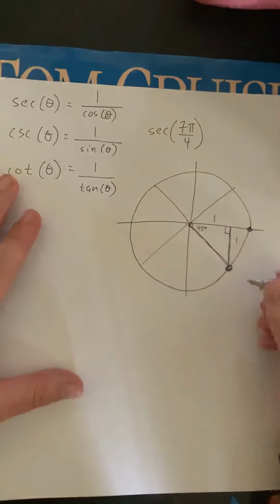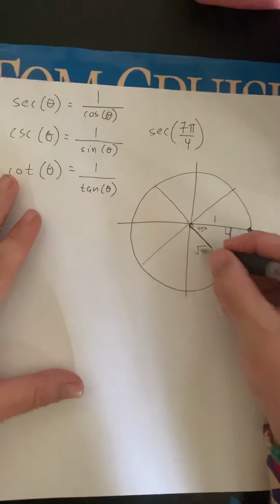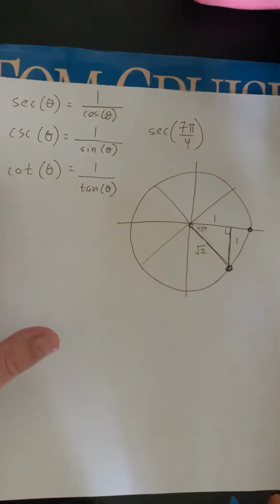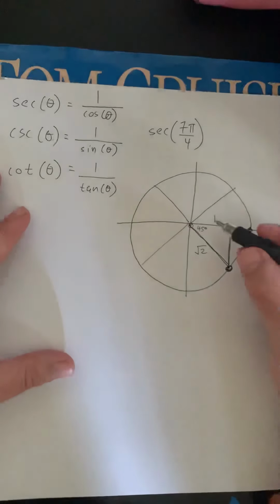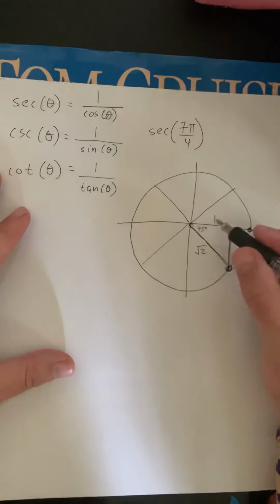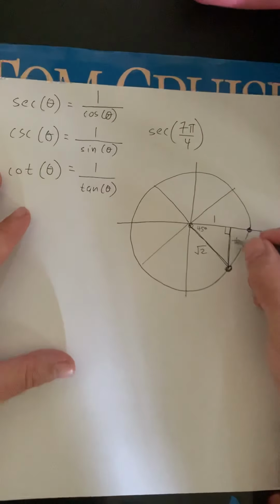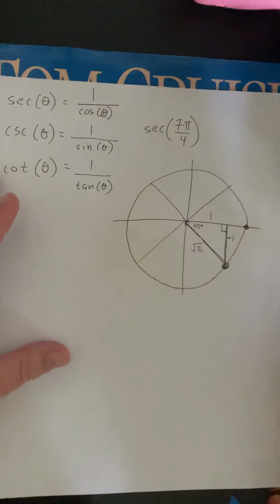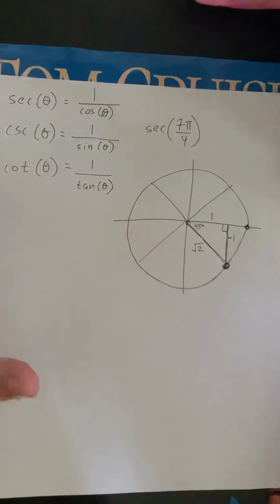The legs are 1, and the hypotenuse is root 2. Will either of these be negative? Well, for the horizontal leg, we went to the right from the origin. That's positive. But for the vertical leg, we went down. So that one will indeed be negative. What about the hypotenuse? Always positive. And so there it is.